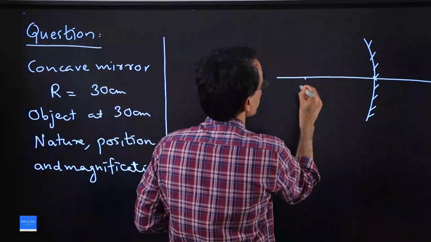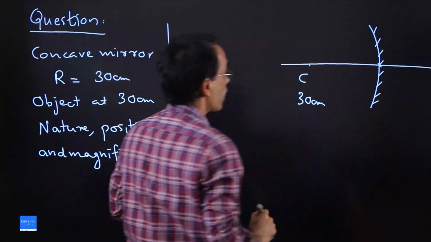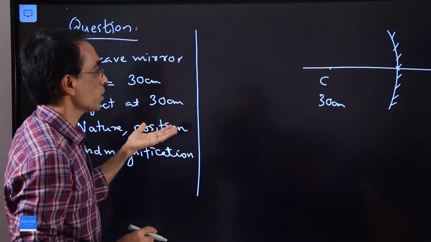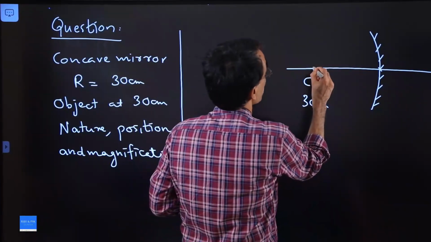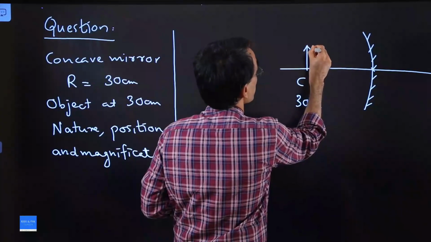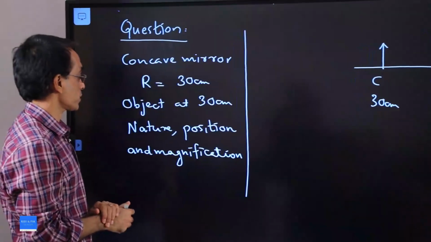That means this is the center. This is at 30 centimeter from the mirror. And the object is kept at 30 centimeter. Object is kept here. I mark the object using a vertical arrow mark.